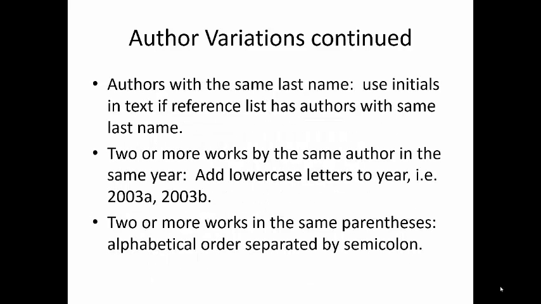When you have authors with the same last name, use their initials in the text to help differentiate between the different authors. If you have 2 or more works by the same author in the same year, you add lowercase letters to the year to be able to differentiate between the different works. And finally, when you're citing more than one work but in the same parentheses, put them in alphabetical order separated by a semicolon.